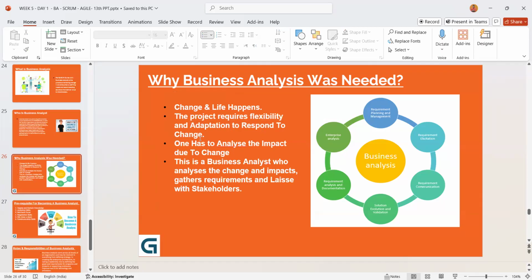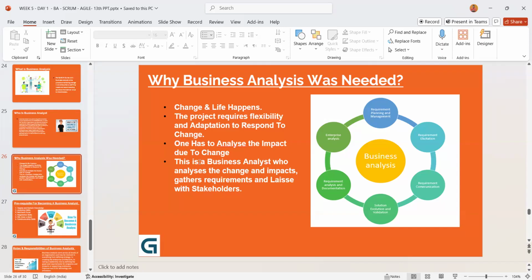And the change may come in various forms. There could be multiple reasons behind the change. And this person has to analyze the impact due to change. Impact due to what? Due to change. And now the one thing you will find is repeating while I am speaking. What is it repeating? One word? Change. Exactly.